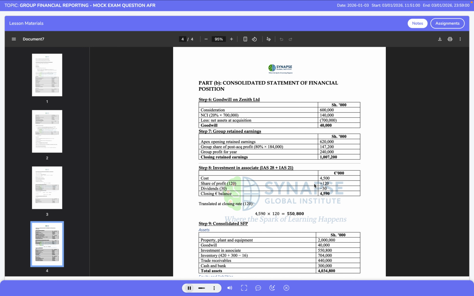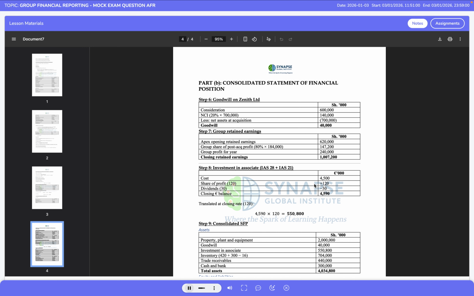Group retained earnings are then determined. Apex Ltd's opening retained earnings are 620,000 shillings. To this, we add the group share of Zenith Ltd's post-acquisition profit, calculated as 80% of the adjusted profit of 184,000 shillings, giving 147,200 shillings. We also include Apex Ltd's profit for the year of 240,000 shillings. This results in closing consolidated retained earnings of 1,007,200 shillings. The investment in the associate is then updated using the equity method.